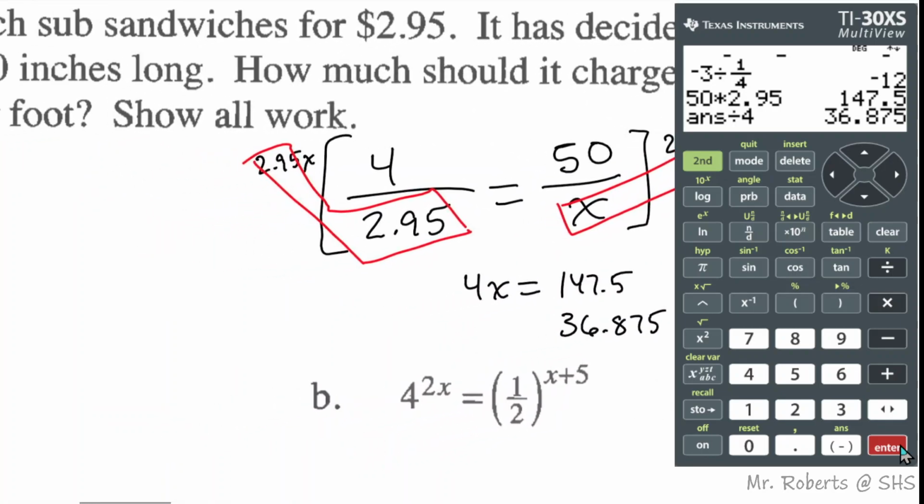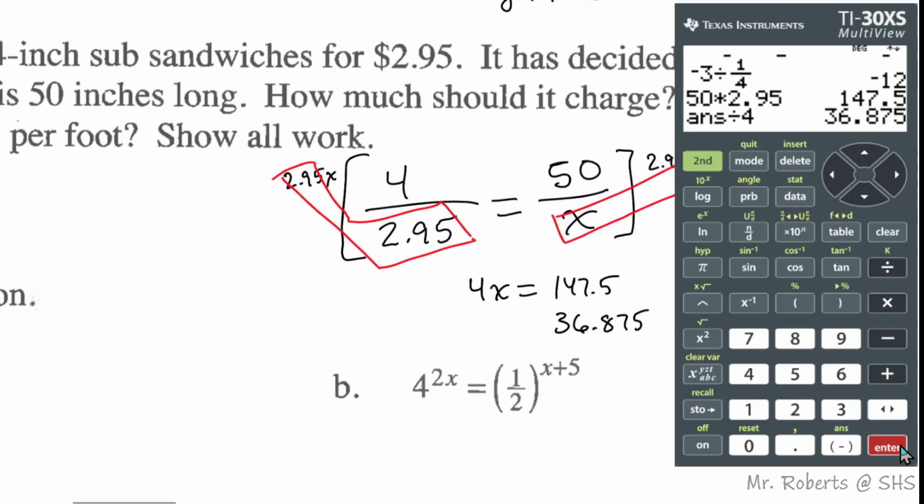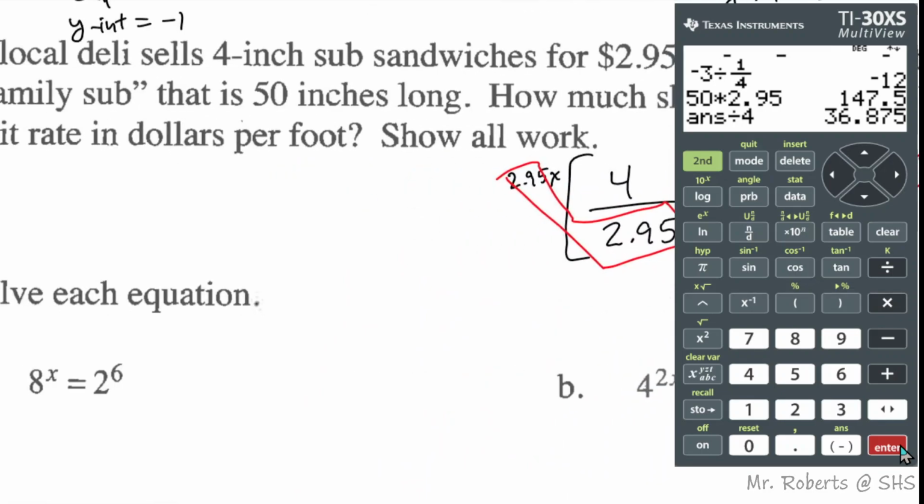How much should it be charged? Show all your work. So I'm going to say you should charge $36.88, or 87 cents if you want to be generous. It's half a penny, I don't know. $36.88. And it says, what is the rate in dollars per foot? So right now that's dollars per 50 inches.